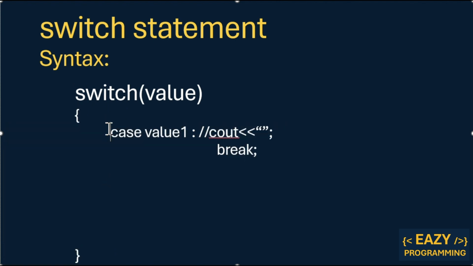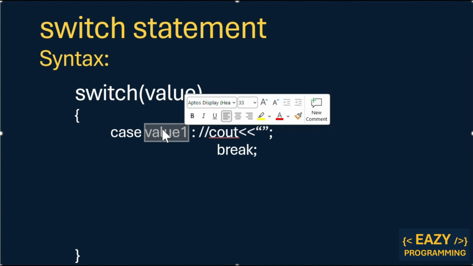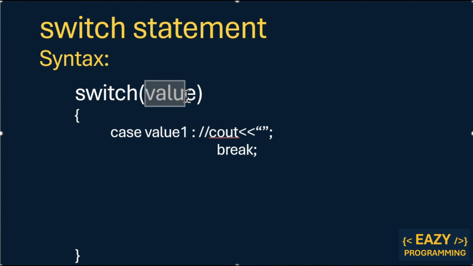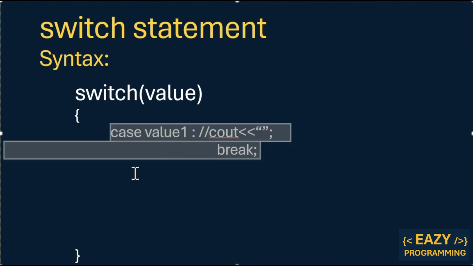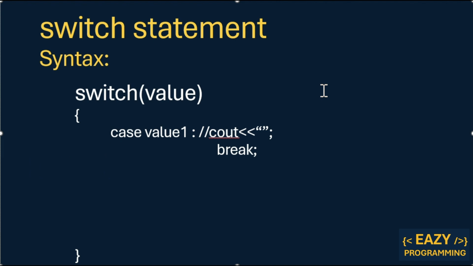This is the basic syntax for switch: switch a value, and inside the block we have case, and for that the first value, value 1. We check this value against the value which the user is entering, then print something for it, and after that we write break. This was the first case. Now we can write case for value 2, print some statements here also, and then write break.